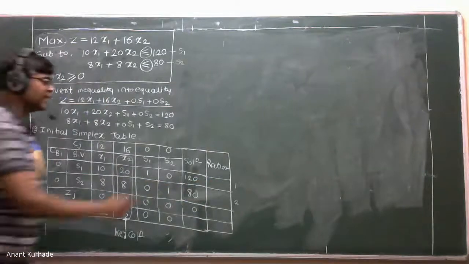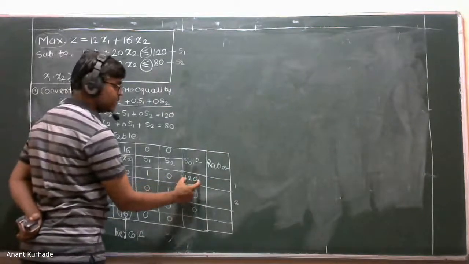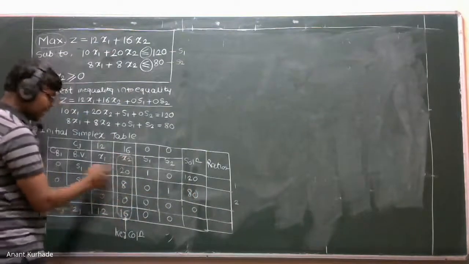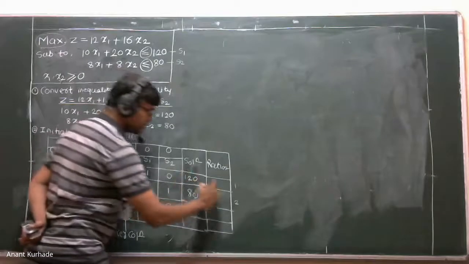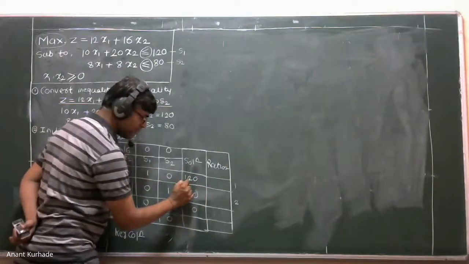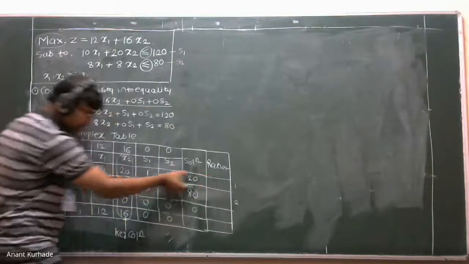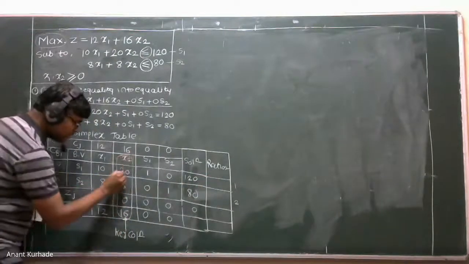The second one is the key column. So this is the value for the first row. It is the solution divided by the corresponding value of the key column. So this is the first row, this is the key column, so this is 20.